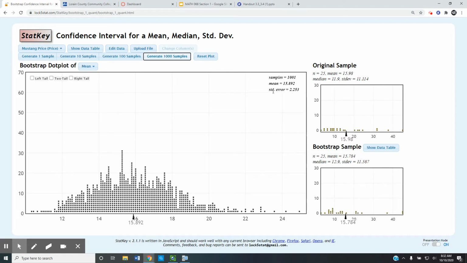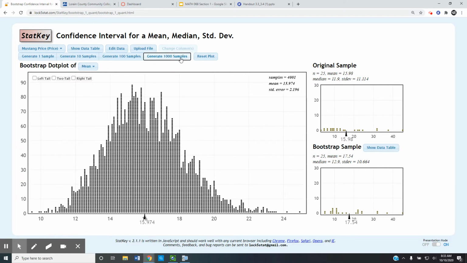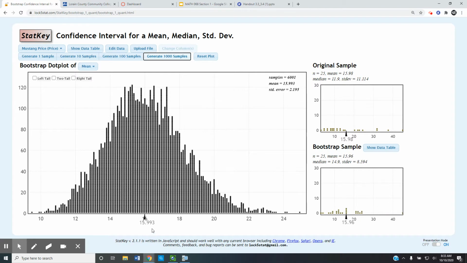And you can see my standard error now is 2.253, and I am working at 15.98-ish on my center here. If I run this a couple more times, look at the bottom number. See how it changes? It always will, just a little bit. Remember, this was the original sample. This is what we think is going to happen to the population.